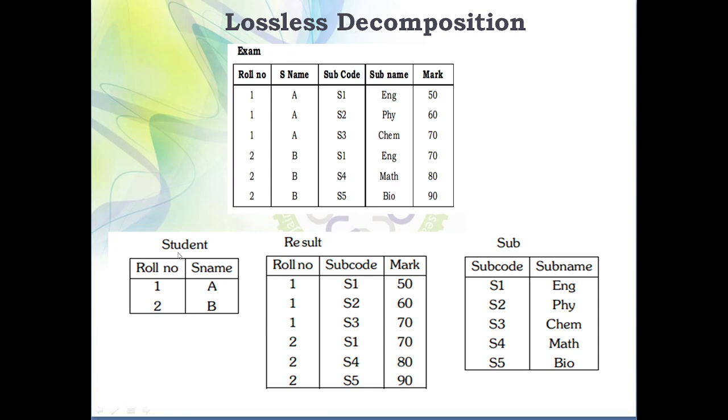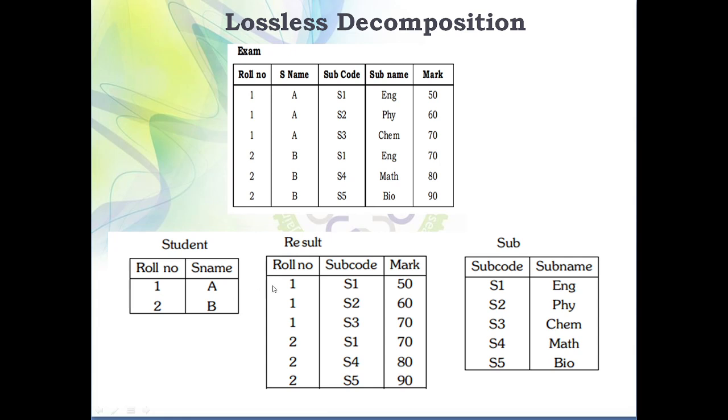In this case, between the student and result table, the common attribute is roll number. So we are going to join these two tables based on roll number. You know that a join operation is a fusion of two operations. One is a Cartesian product and the second one is a selection. In case of Cartesian product, how does it work? Every row of the first table is combined with every row of the other table. So here we are going to compare.